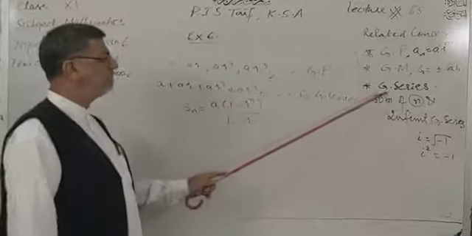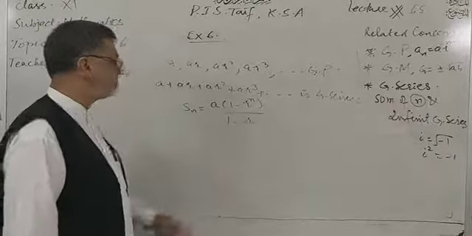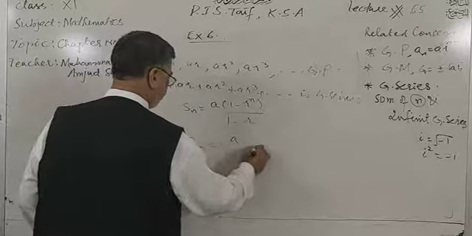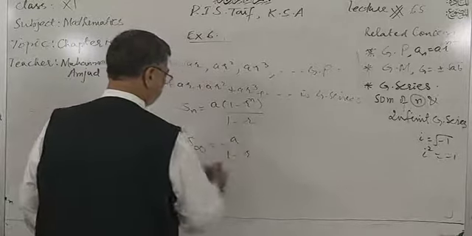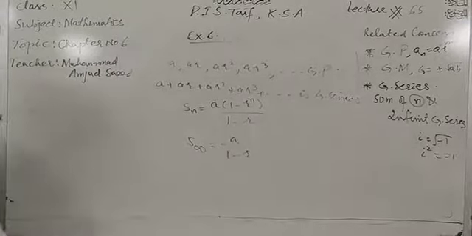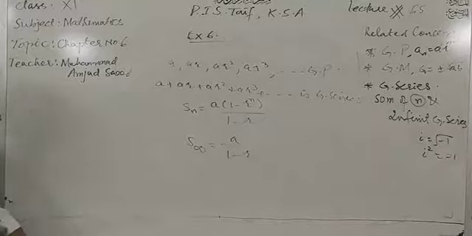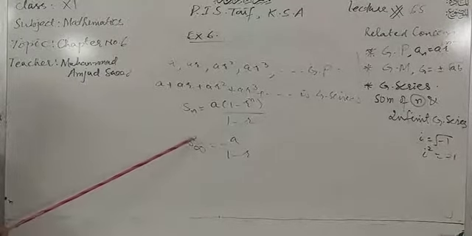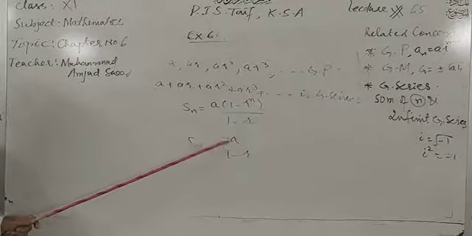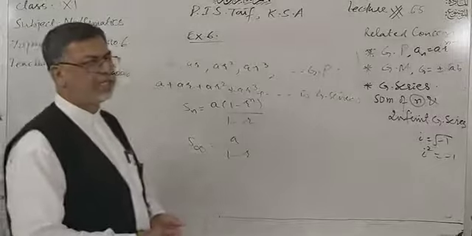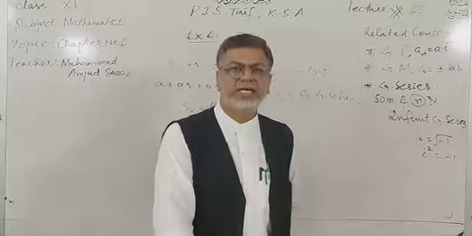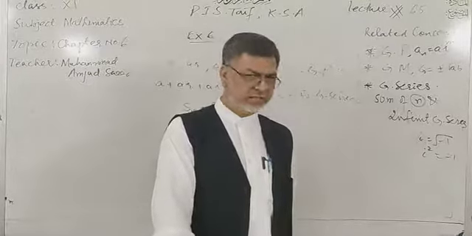In case of sum of an infinite geometric series, it is denoted by S infinity, which is equal to A over 1 minus R. This is the sum of infinite terms of a geometric series, that is A over 1 minus R. Remember that there are two types of geometric series. They are convergent or divergent.